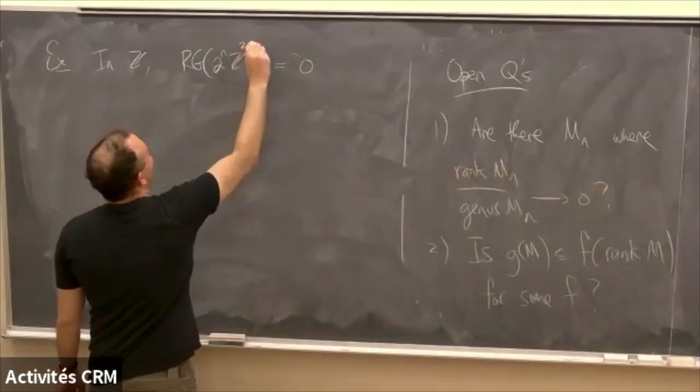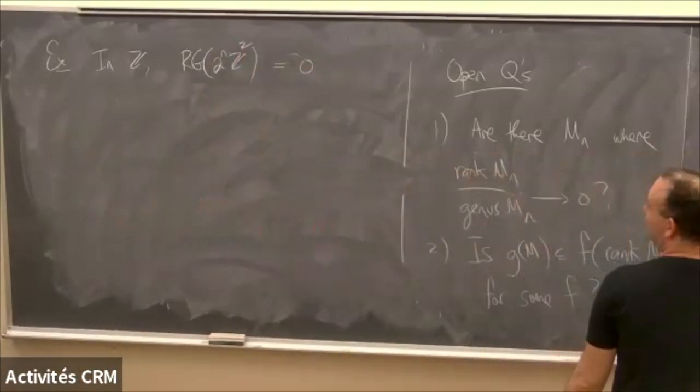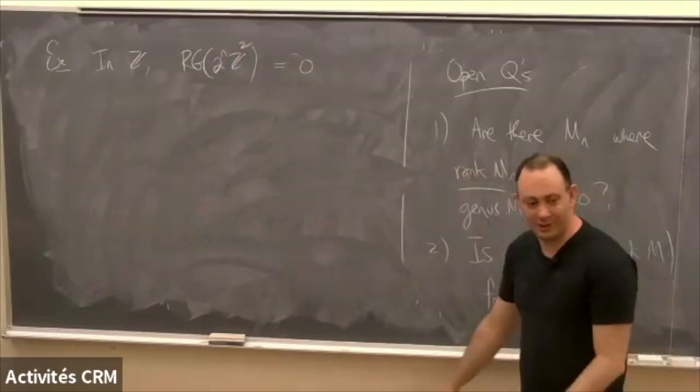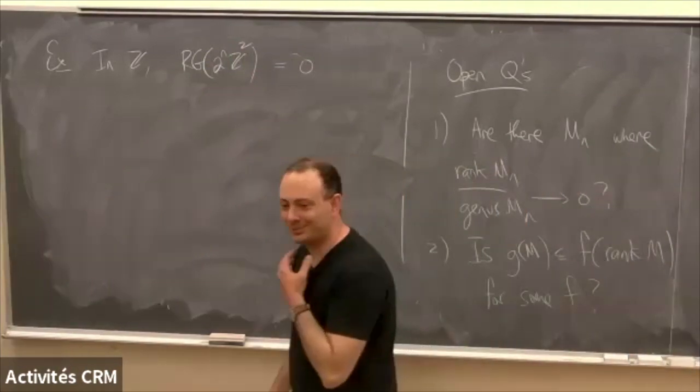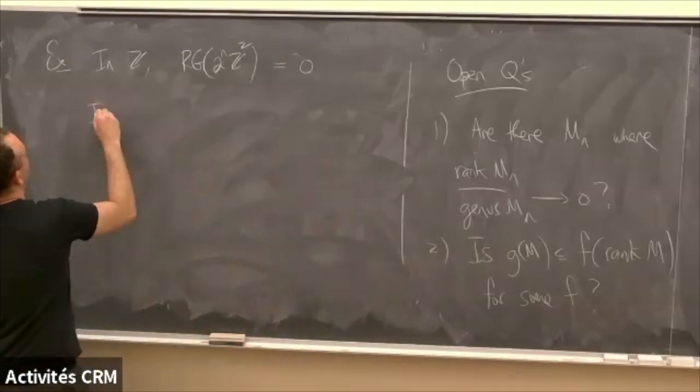Right. Okay. So if I do Z squared, then I actually get a sequence that converges non-trivially to 0. Great.